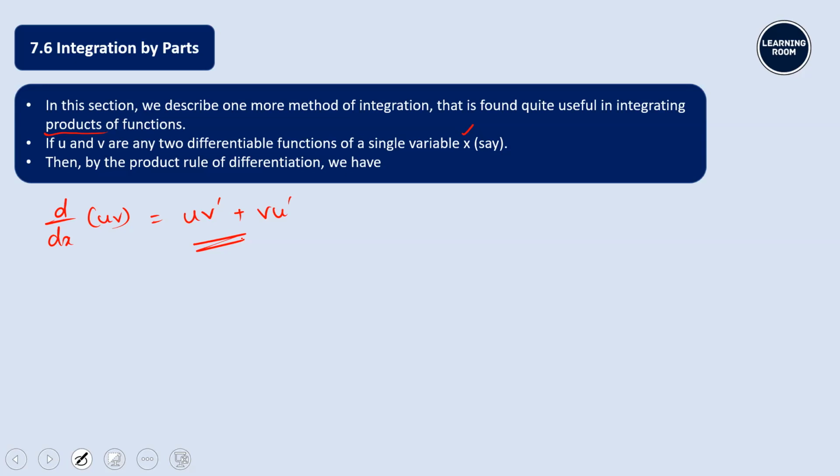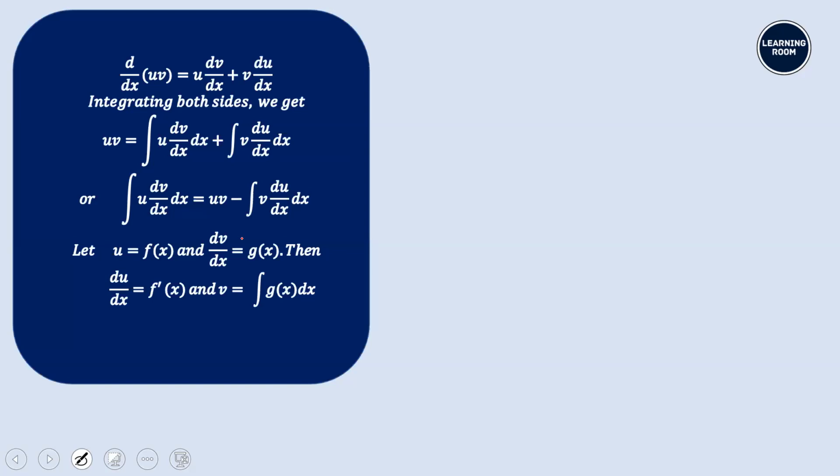But what is integration all about? Integration is the reverse process of differentiation. It means I need to take this dx to the other side and then start integrating. As I mentioned, d by dx of uv is equal to u into the derivative of v with respect to x plus v into the derivative of u with respect to x. This is the first step.